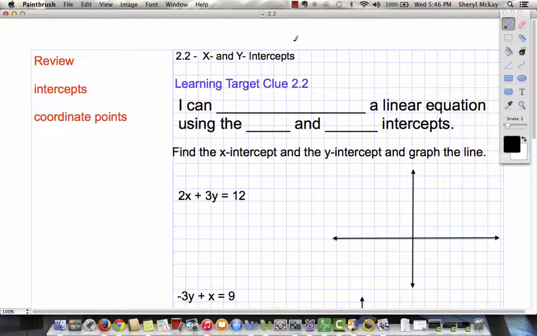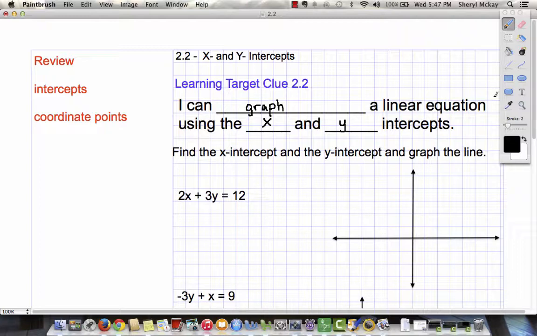Just ready to move on to the next learning target clue, which is 2-2 for our case 2. And our learning target is I can graph. So go ahead and write the word graph right here. I can graph a linear equation using the x and y intercepts.